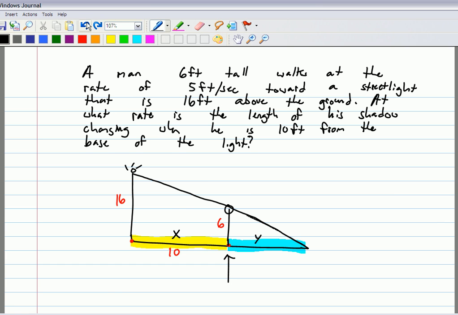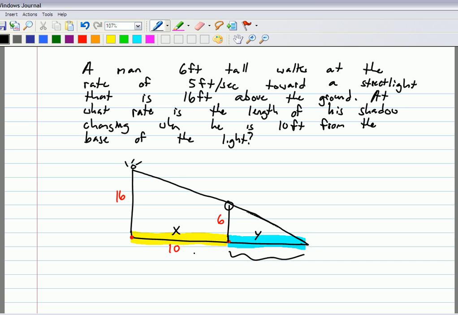But yeah, so he's 6 feet tall. We want to know at what rate is the length of his shadow changing. So we're not talking about that distance right there. We're talking about how is that distance changing, right? We know how the yellow distance is changing. The yellow distance is changing by, I think it's -5 feet per second.